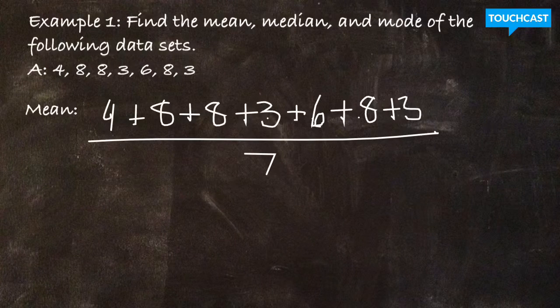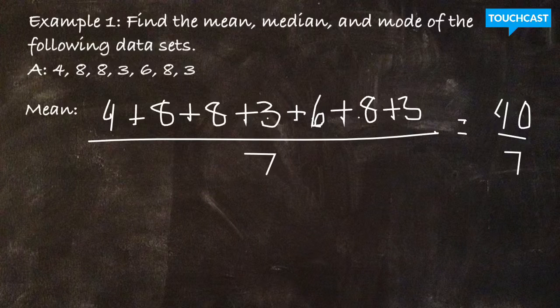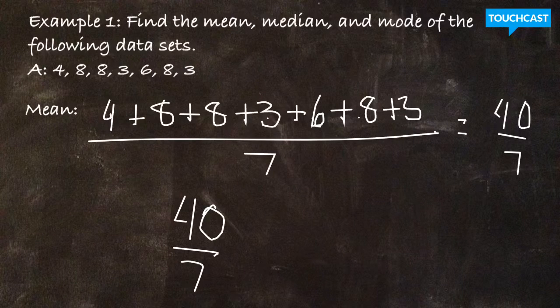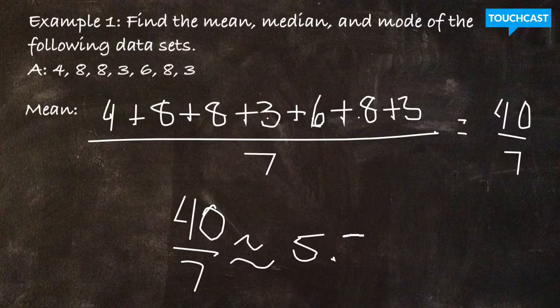Now if we find the sum of our numerator, 4 plus 8 plus 8 plus 3 plus 6 plus 8 plus 3, that's equal to 40. So we need to go 40 divided by 7. We don't know that off the top of our heads, but that is approximately 5.7. It's between 5 and 6, just a little closer to 6.